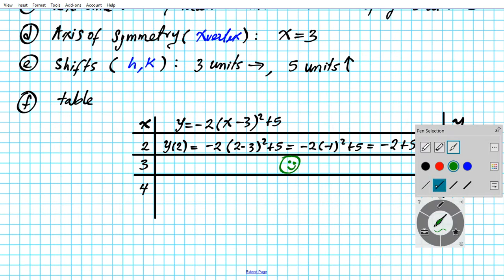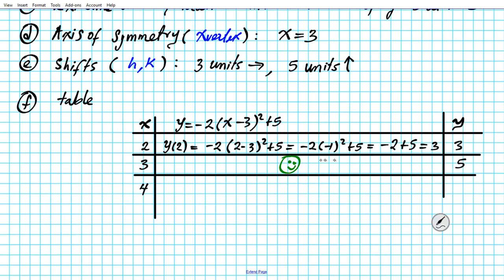Now, this is how we check for our work. We'll be sure that our computations and results are correct if the 4 value is exactly identical to the 2 value. Alright, because remember x equals 3 is the axis of symmetry. So our y value should be symmetric about (3, 5). So what is y evaluated at x equals 4?